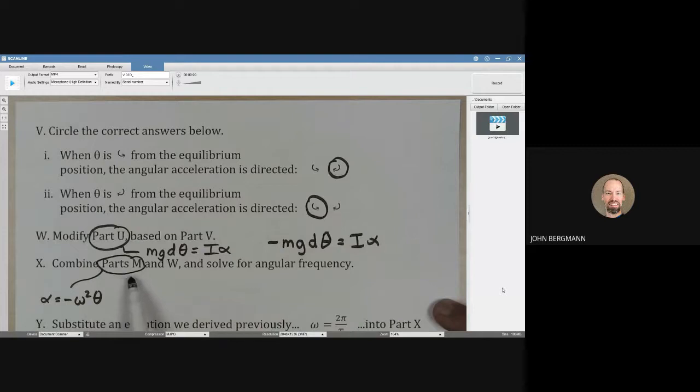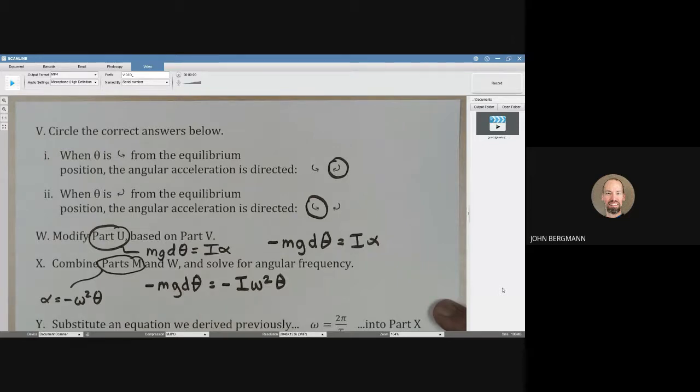Combine parts M and W and solve for angular frequency. Part M was right there. I just put these here so we don't have to keep flipping between pages. How can we combine this with that? I'm seeing that they both have alpha. So let's see what we can do here. How about opposite m g d theta is equal to, let me put the negative sign out front, negative I omega squared theta. All right, that looks right to me.